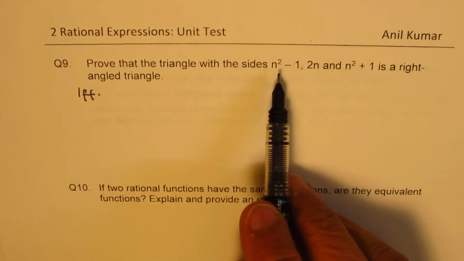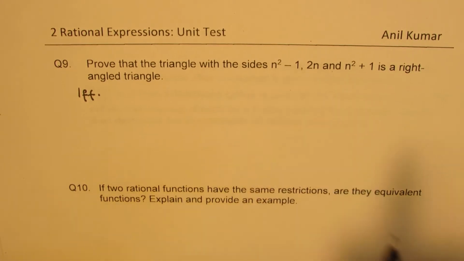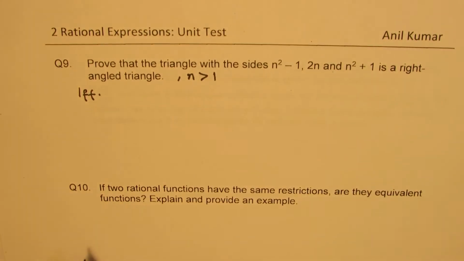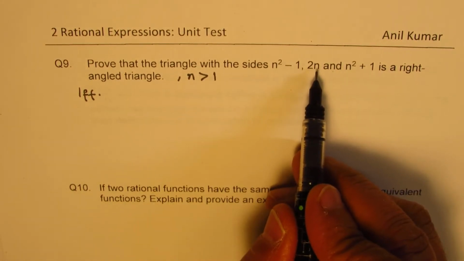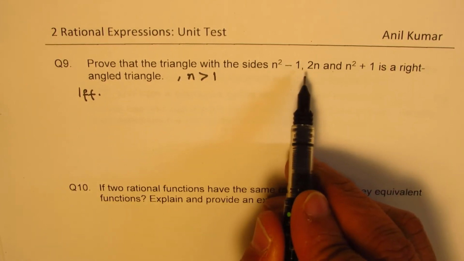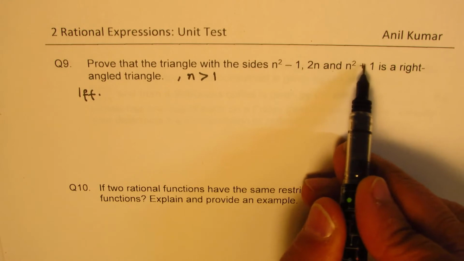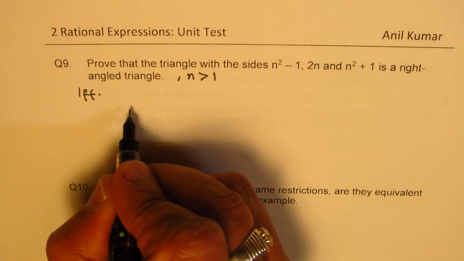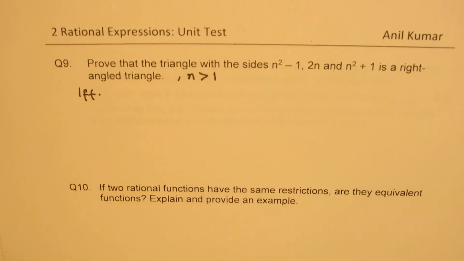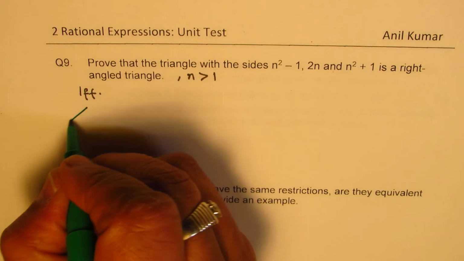Let us assume, see, n has to be greater than 1, right? So in this case, n has to be greater than 1, correct? So if I take n as 2, 2 times 2 is 4, so this is 5, so that is bigger, correct? So we'll use that as the bigger side. So let's find what is, when it says prove that the triangle with these sides, so that means we will assume, let's make a triangle here now.